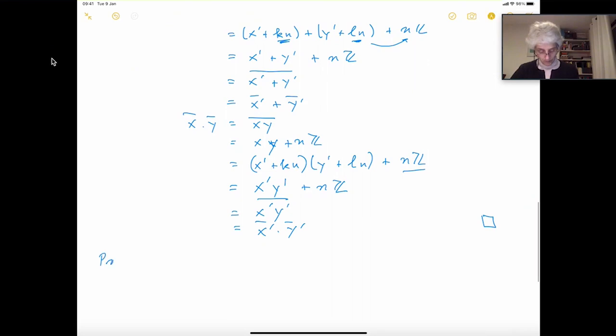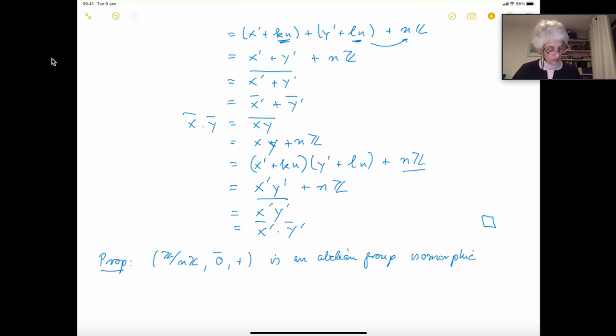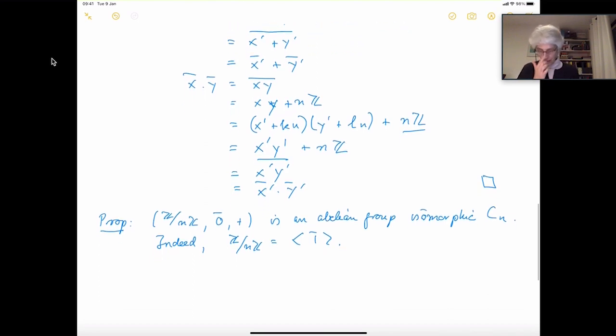So proposition: Z mod nZ with our zero and addition is an abelian group, isomorphic to a cyclic group of order n. And indeed, Z mod nZ is generated by the element 1 bar, which has order n. This is really summarizing what we have.